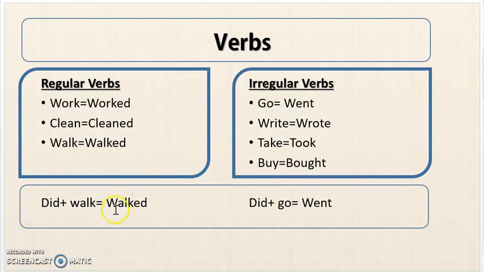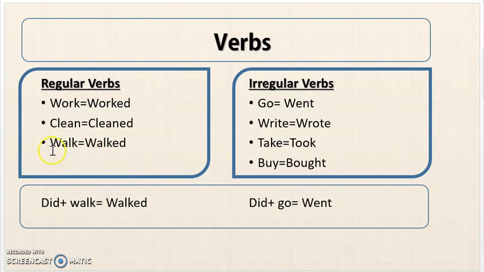But understand these two. Walked can be split in this format: did plus walk is equal to walked. In the same manner, did plus go can be went. We can also write in this format. When we add a did to some base verb, it results in another past tense form. So, for example, when we add a did to go, it sounds like went. And when we add a did to walk, it sounds like walked. I think this is all about regular and irregular verbs.